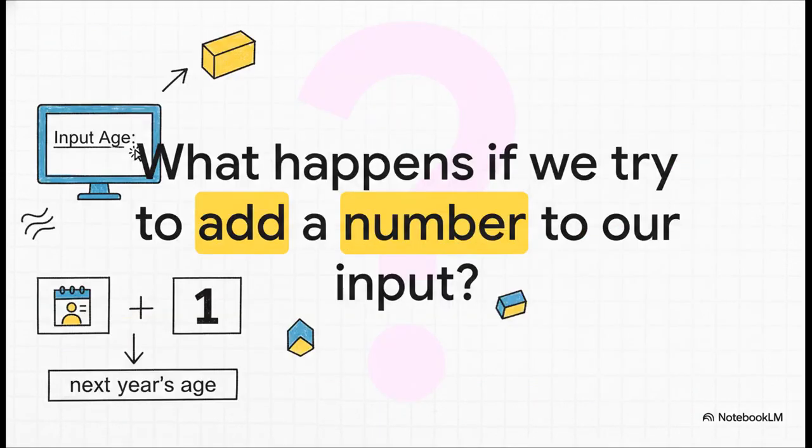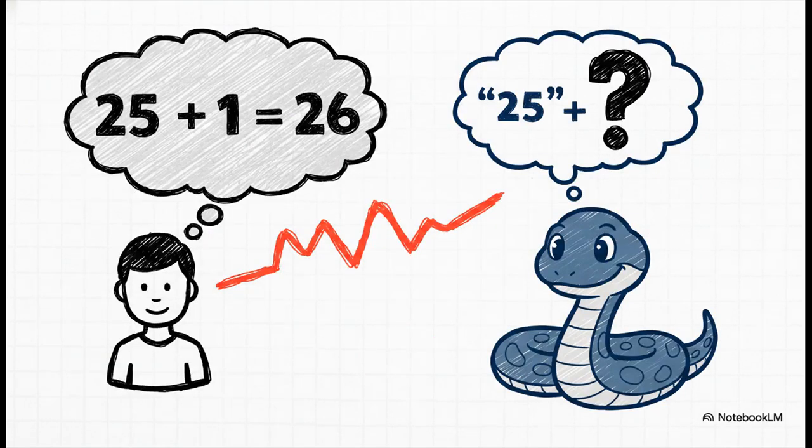Okay, so that brings up a pretty interesting question, doesn't it? We just told Python our age. What if we want to do some simple math with it, like figuring out how old we'll be next year? Naturally, you'd probably write something like this. Just take the age it's remembering and add 1. If you typed in 25, you're expecting to see 26.